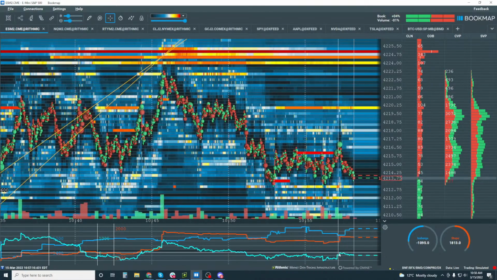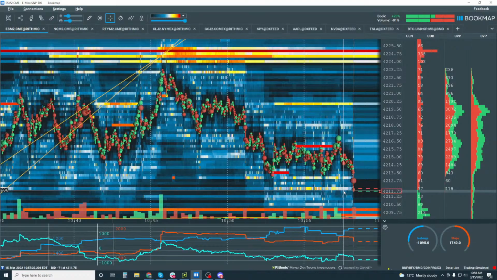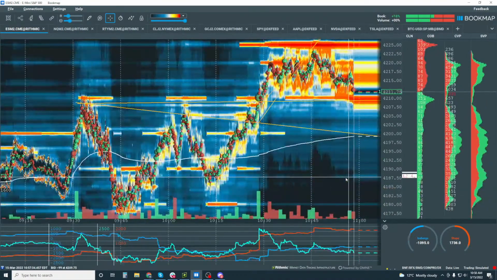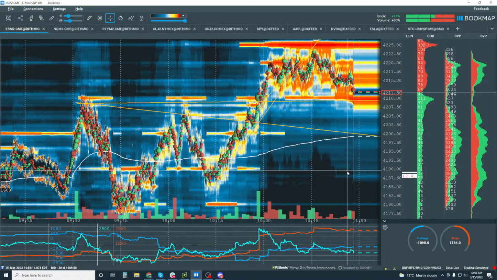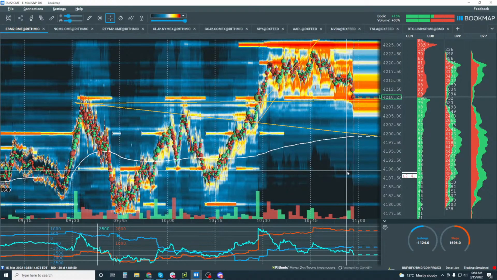CVD is this line down here, and sometimes it plays out nicely, but we used it the other day and saw a great move. It just didn't make any sense that CVD was up and up and up, but we kept on going down and then sideways, and then it just took a long time for it to turn around.